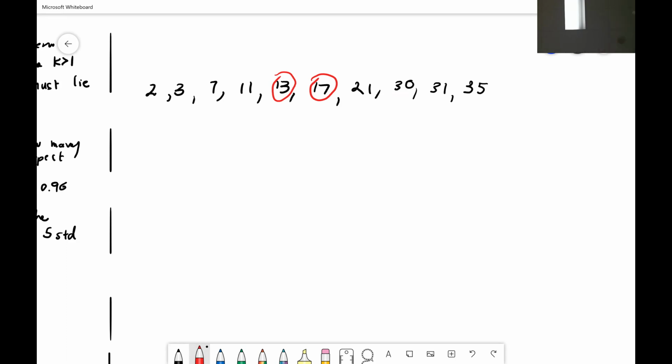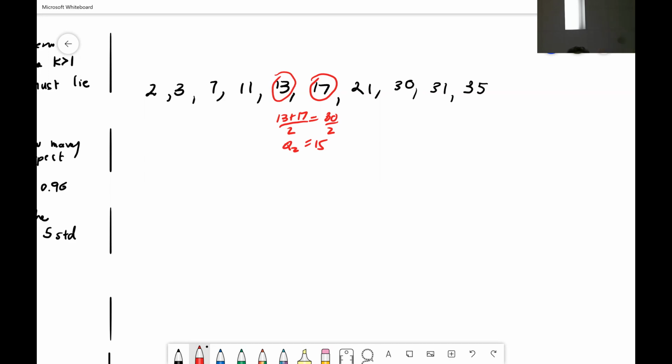So if you had 20 numbers, it would be the 10th and the 11th numbers respectively, divided by 2. All right. Here, you have to take 13 plus 17 and divide it by 2. That comes out to 30 divided by 2, which is 15. So that's your second quartile. That's your median.